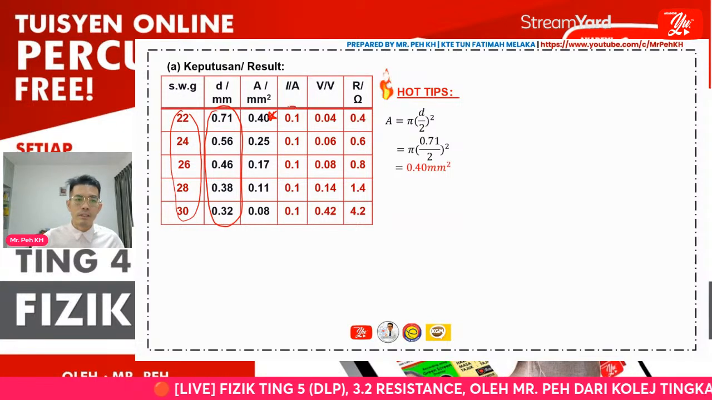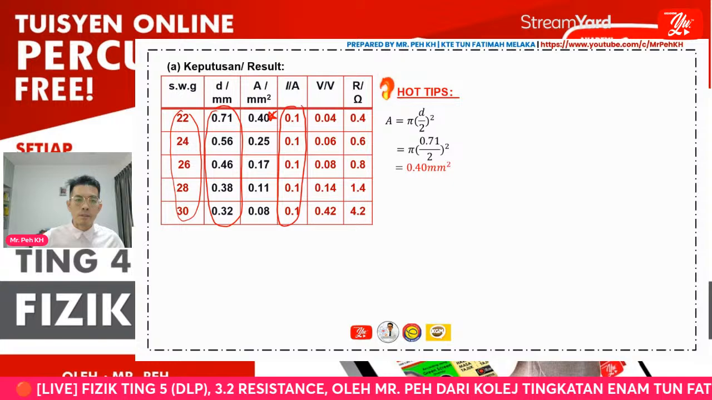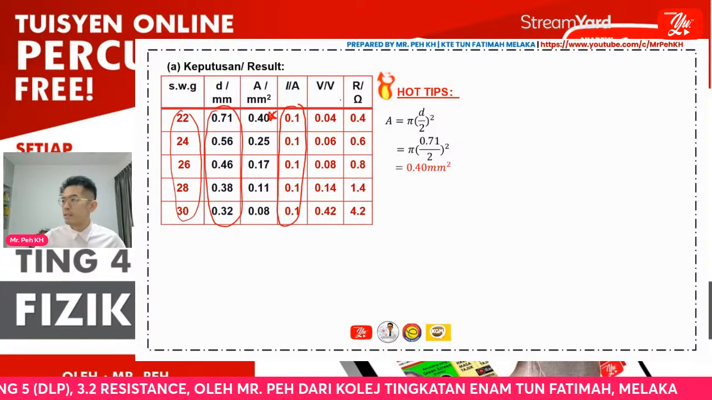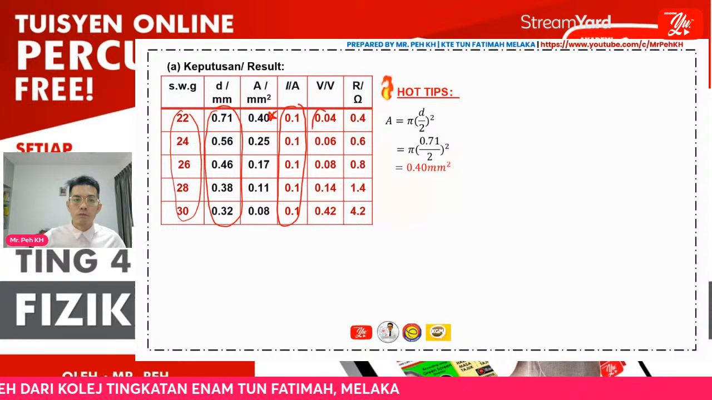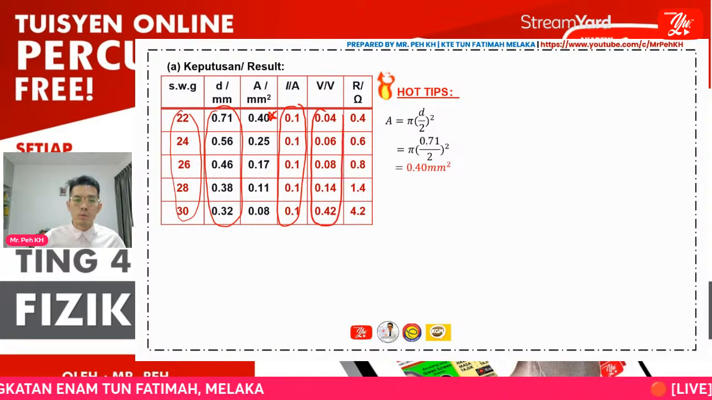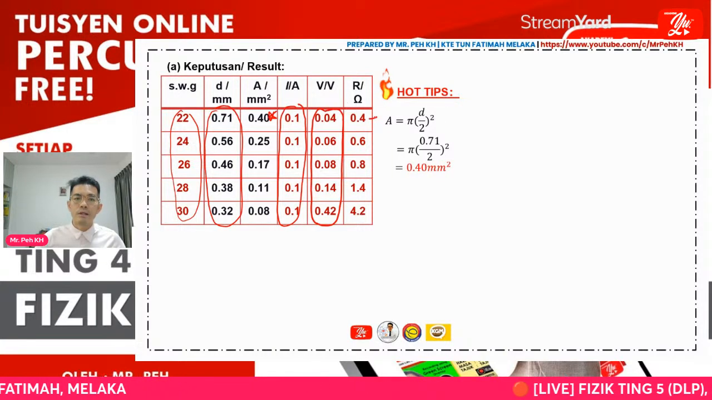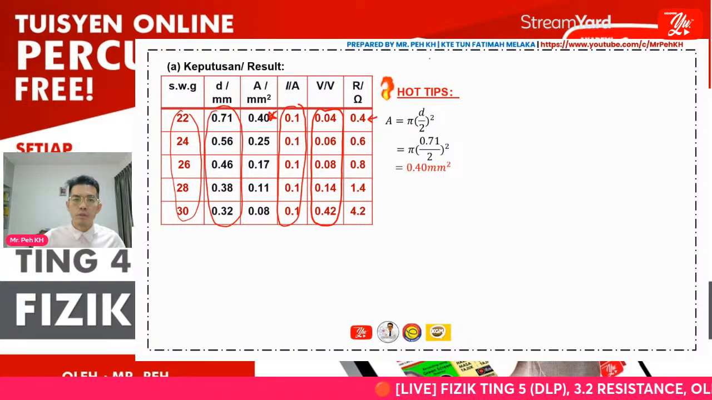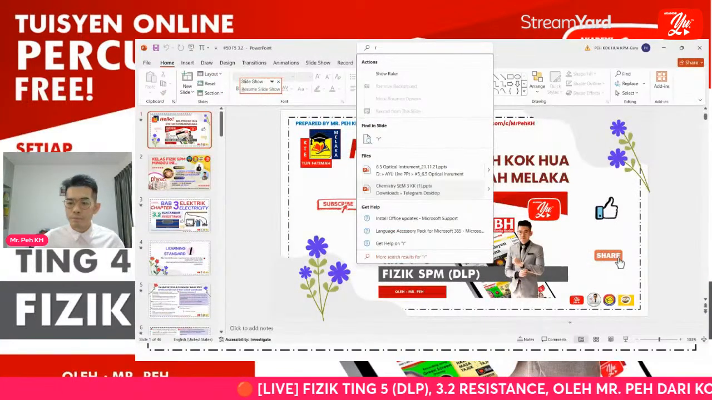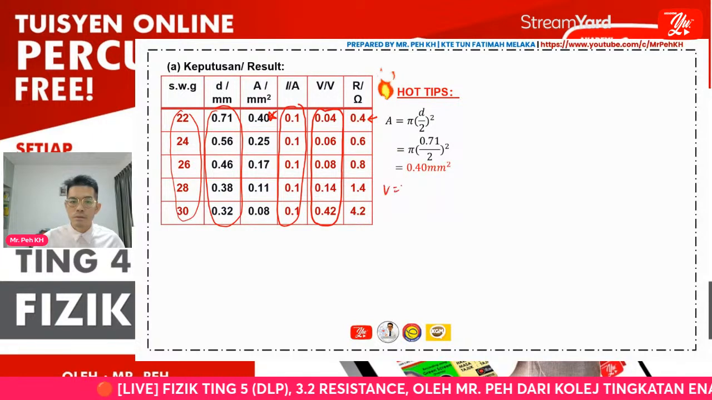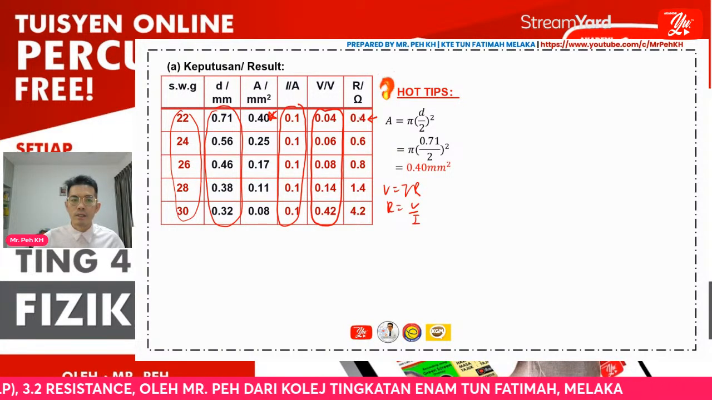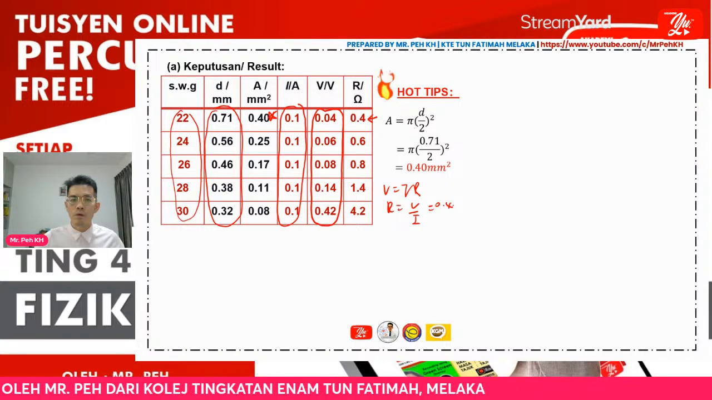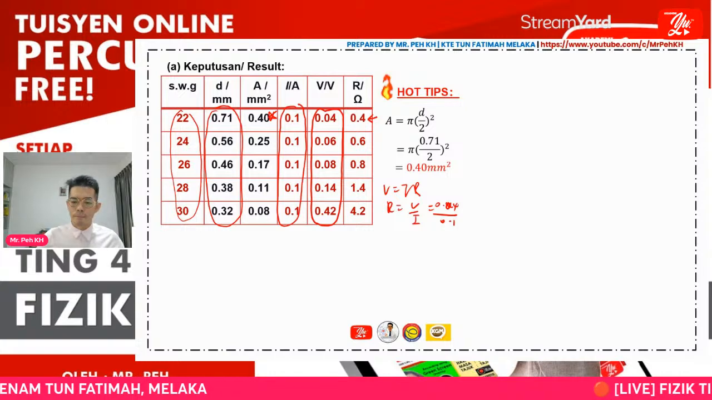Then the reading of the ammeter is fixed as 0.1, stated in the procedure already. The voltmeter reading is what we want to record. Then the R I advised already just now, so we're using the formula V equals IR. So R will be V over I. So you get this reading, where 0.04 divided by 0.1, you'll get 0.4.